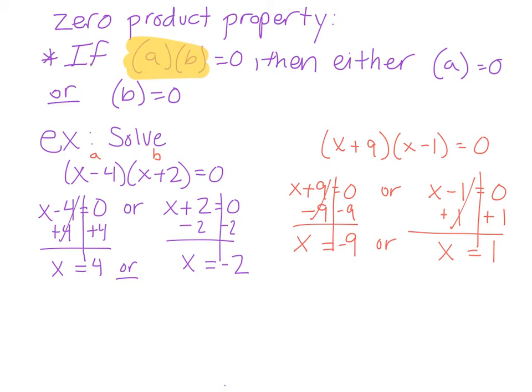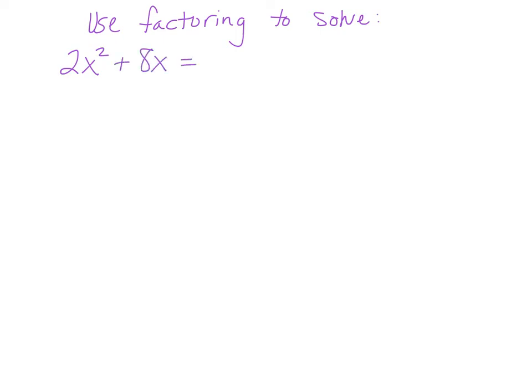We're going to use that. We're going to go a step forward and actually solve a quadratic. So we're going to use factoring to solve. So we've got 2x squared plus 8x equals 0. Factoring, that's the big key word there. Factoring to solve. So how would we factor this?